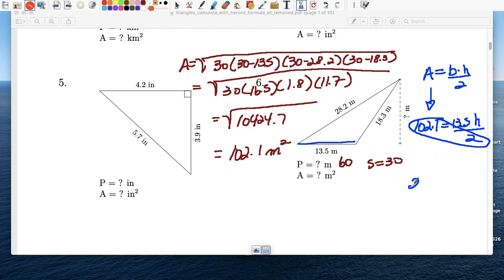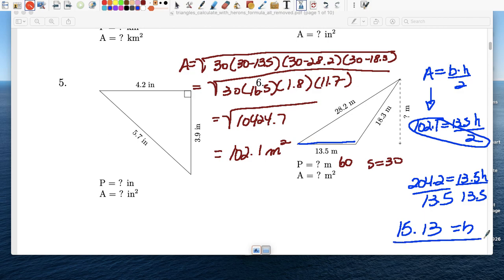So we get 204.2 equals 13.5h, divide both sides by 13.5. And the height, drum roll please, height is going to be 15.13, rounded. Right, so the height here, now write 15.13 inches. Okay, hopefully that's it.